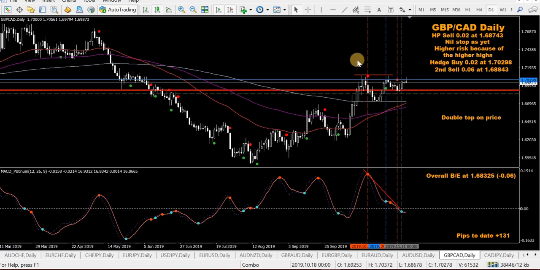Now this is one that's given me a little bit of grief. Took a sell, took a buy, took a second sell, thinking, yeah, we didn't have far to go at all. There's my overall break even down here. But it didn't push down at all. And I thought that would have been it. It's all a bit tight in here on the MACD Platinum. And so it's pushed up.